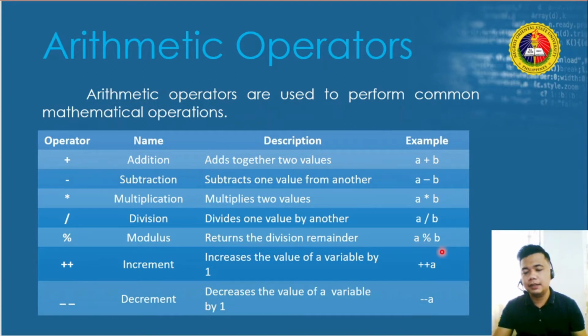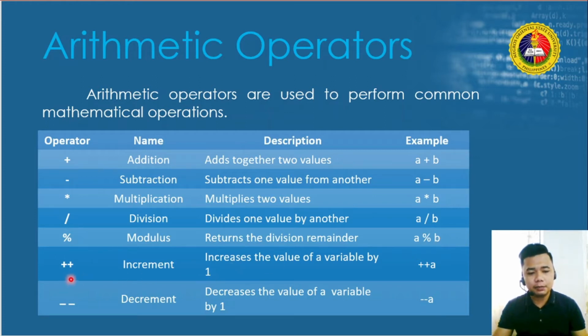So what does it mean? Basically, we are trying to get the remainder of the division. So for example, 3 divided by 2. That is 1 remainder 1. So the modulus would be the number 1. More of that later on.